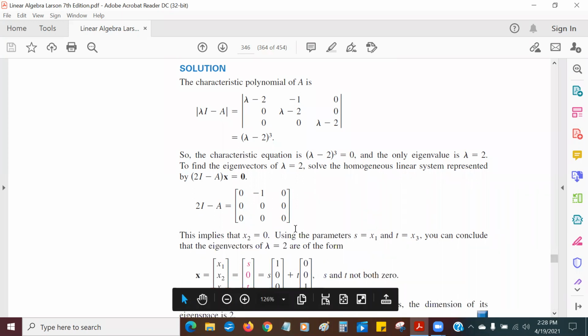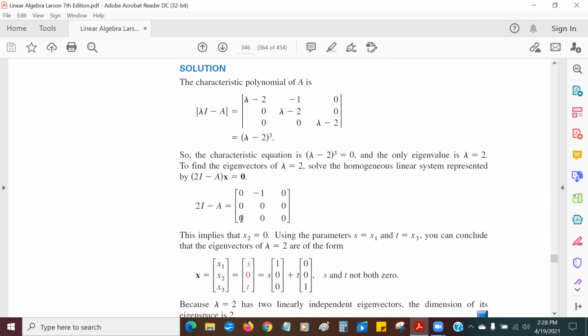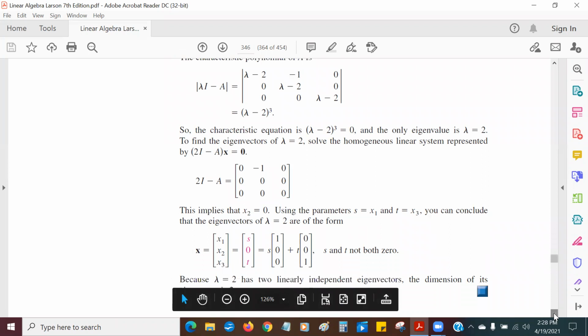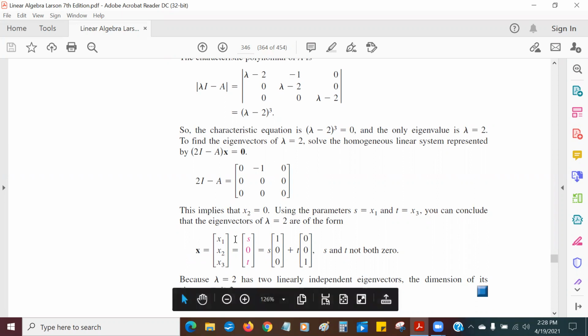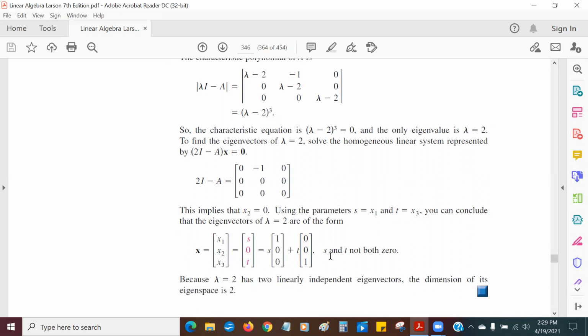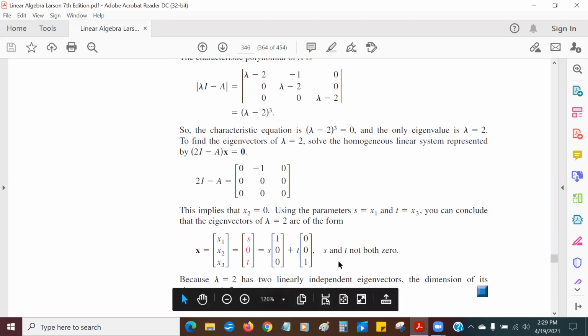So if I set this all equal to 0, that would mean that x2 is equal to 0, and column 1 and column 3 don't have any leading ones, so they would just be s and t. So the typical vector in my solution set will be x1, x2, x3. x1 is just the parameter s. x3 is a parameter t, and x2 has to be 0, which is s times this plus t times that, and that would be a typical solution.